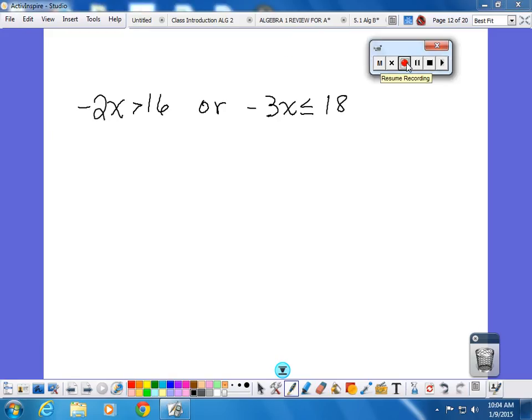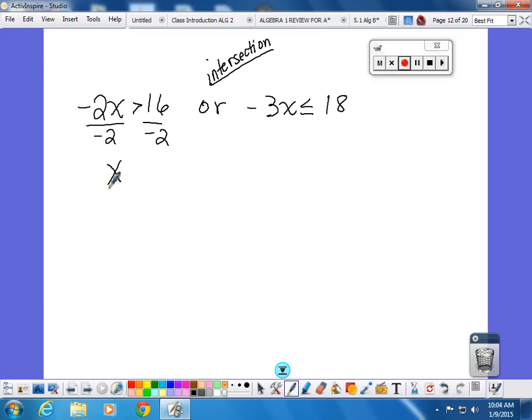Alright, when we change words, change or, that tells you that when you start to graph, you're going to be looking for points of intersection. So if I divide both sides here by a -2, x is less than -8. Why did I flip that? It's an inequality. You divide by a negative. I divided by a negative. Lots to remember. I divided by a negative, so I flip my symbol. If you don't know that, make your little note right there. You flip my symbol, divided by negative.